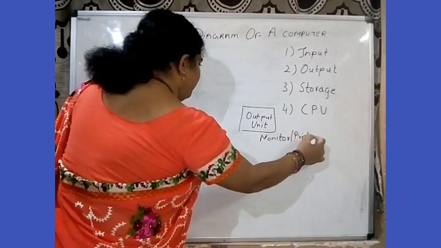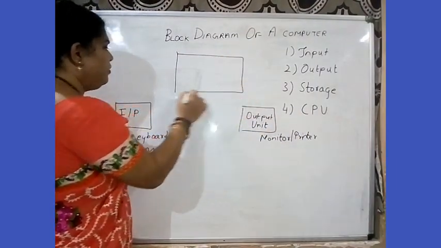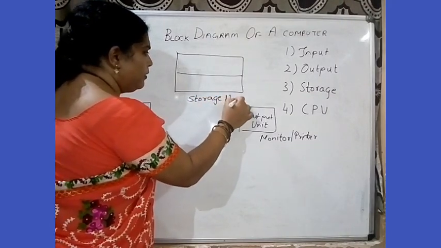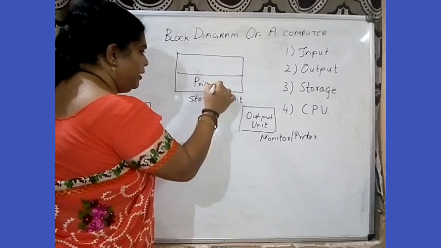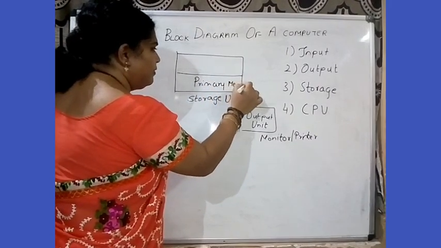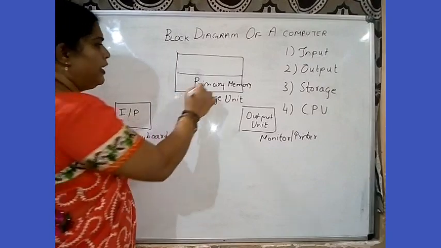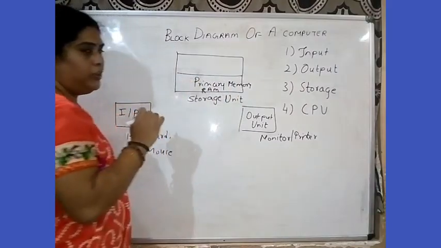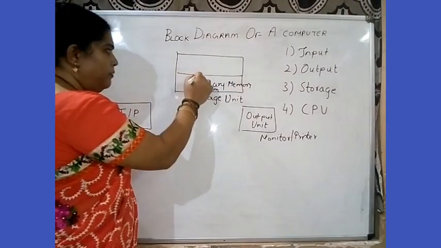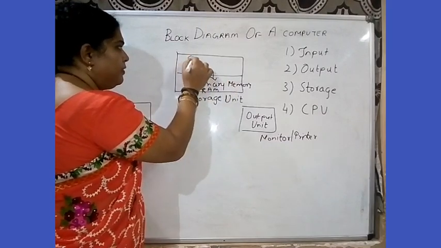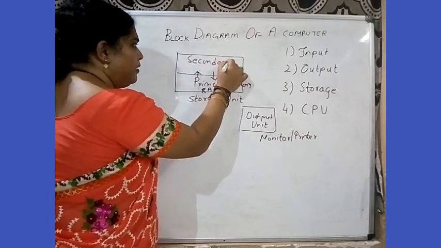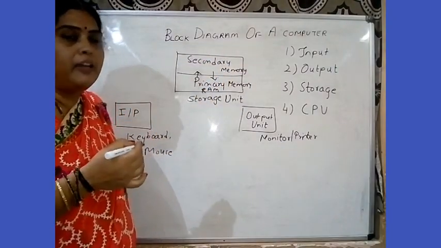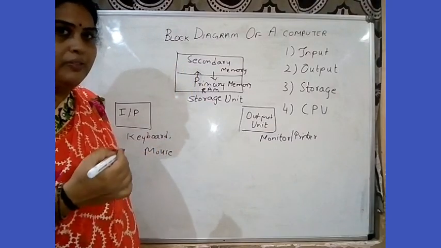And then we have the storage unit. The storage unit is nothing but your memory. Many of you would have heard of this word, primary memory or the main memory. It is also known as RAM, random access memory. So your storage unit is made up of primary memory, and this primary memory coordinates with the secondary memory. Secondary memory is a permanent memory. So secondary memory is your hard disk, your pen drive, your DVD, all that constitutes your secondary memory.